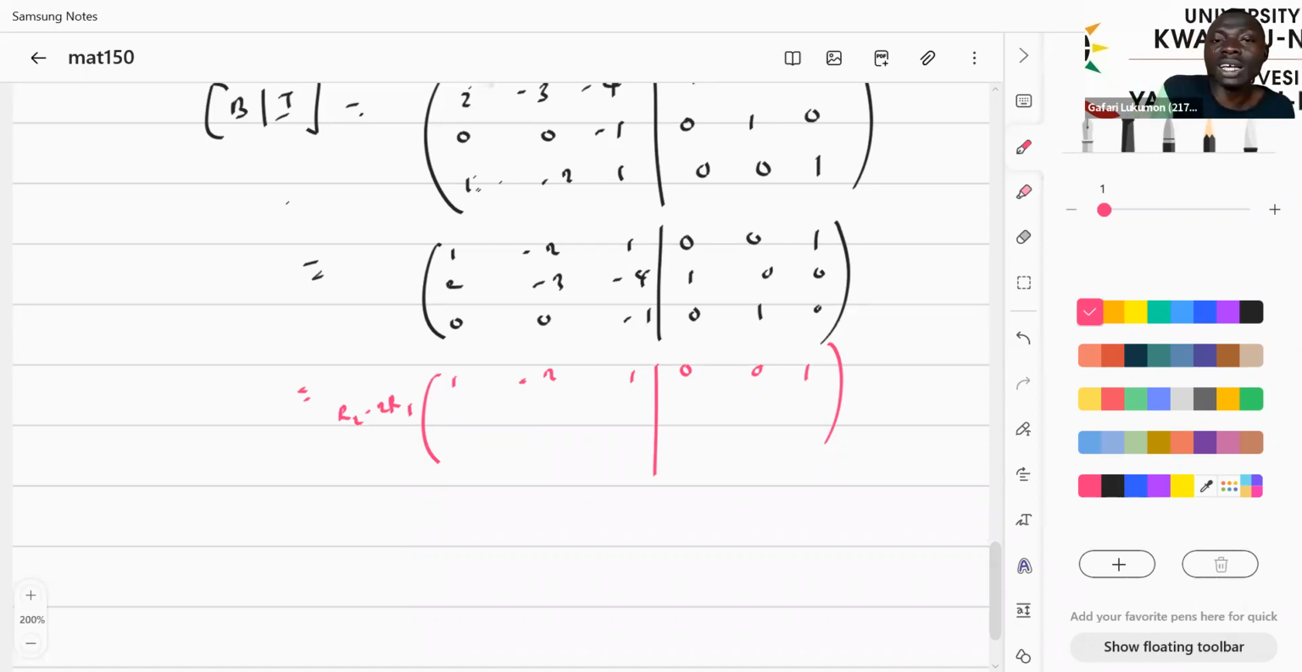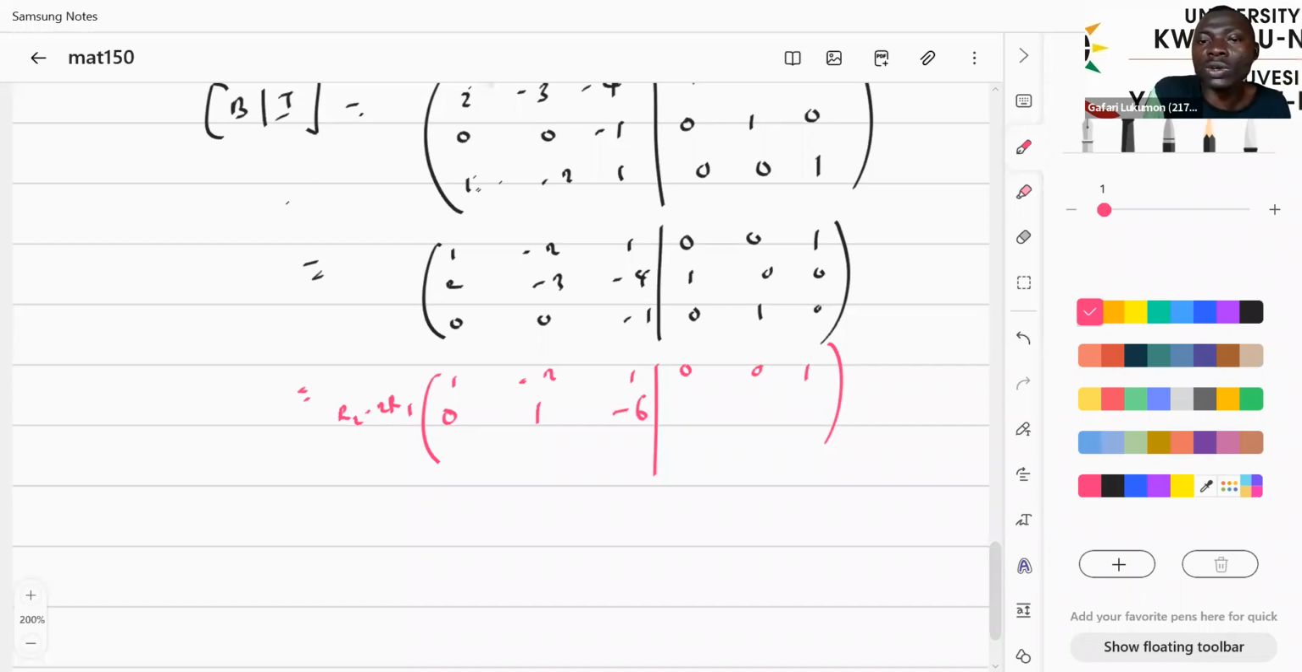So then if you do that, you have R2 minus R1, 2 minus 2, that is 0. Minus 3 minus 2, that will be minus 3 plus 4, which is 1. Then you still have minus 4 minus 2, because 2 times 1 will give me 2. Minus 4 minus 2 will give me minus 6. I hope you understand now.